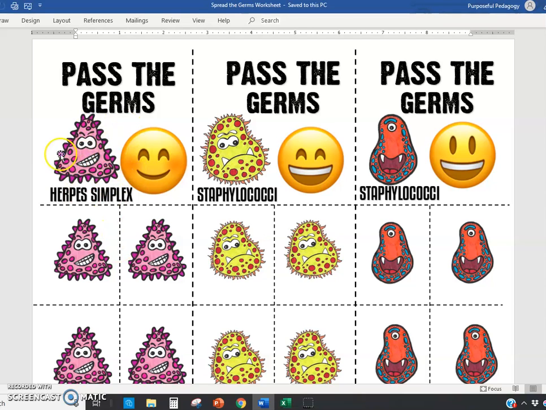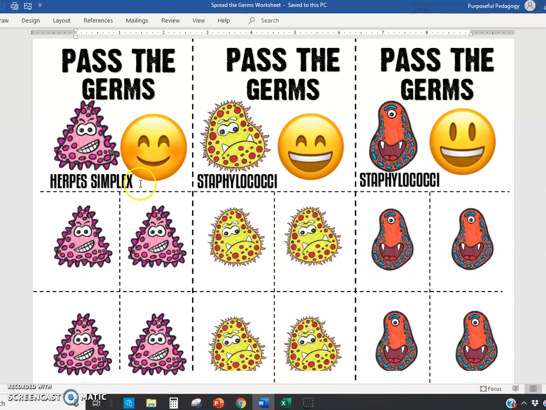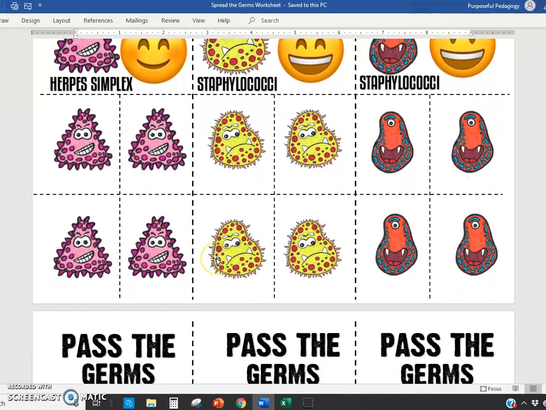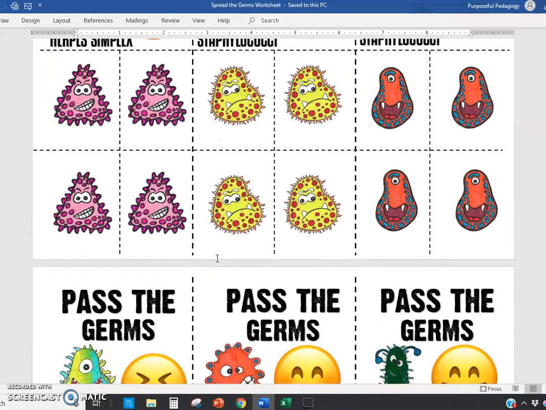So they get a germ of some sort. They also have an emoji, which we'll discuss later. I always tell them, the emoji means something, just ignore it for now. But they each have four little squares of their germ as well. And so I have them cut those out. And then on my go, they're going to exchange them.